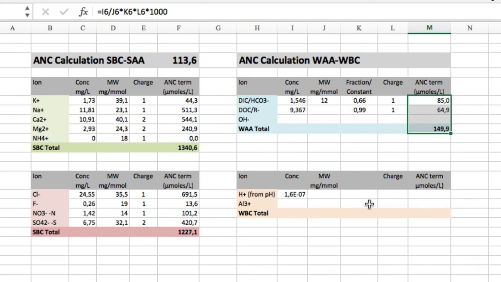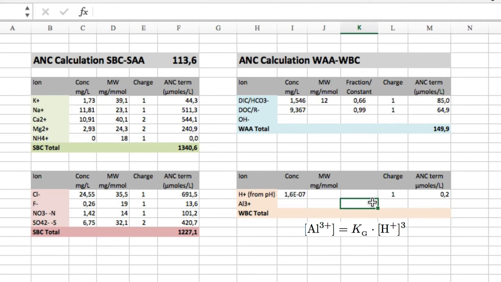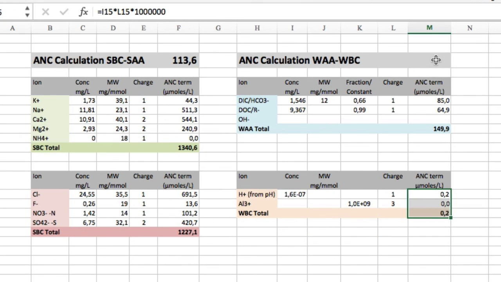Now the H+, we just take the charge of 1. We take the concentration of H+, multiply by the charge, and by 10 to the 6th in order to get it into micromoles per liter. And with aluminium, we add the constant, which is 10 to the 9th. That's a log K value. The charge is 3, and we get the constant times the hydrogen ion concentration cubed times 3 times 10 to the 6th in order to get it in micromoles, which is close to nothing. So we add these up and calculate the ANC as the difference between the anions and cations.